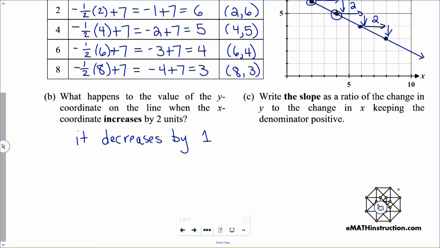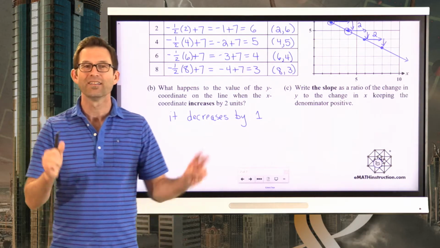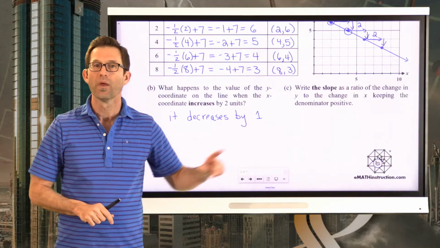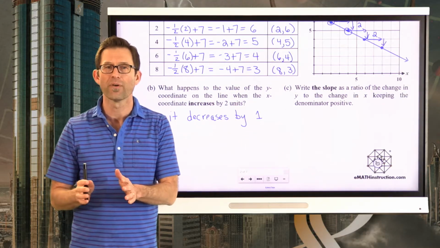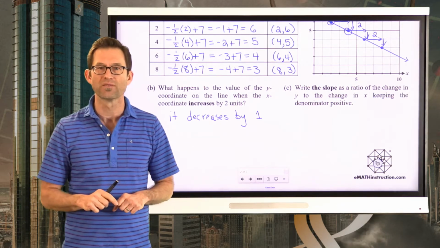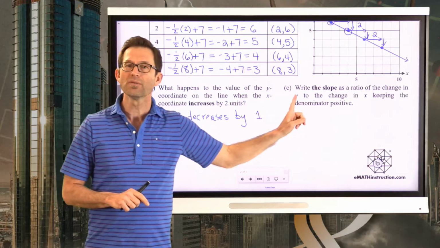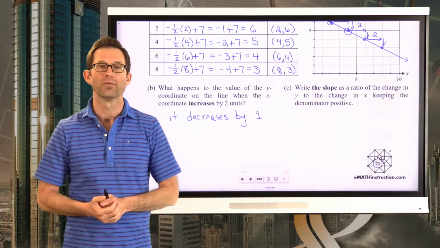All right. Now, how can we kind of see that in the slope? Well, the slope, as we know, is negative 1/2. But how do we see that decreases by 1 by increases by 2? Well, letter C says, write the slope as a ratio of the change in y to the change in x, keeping the denominator positive.